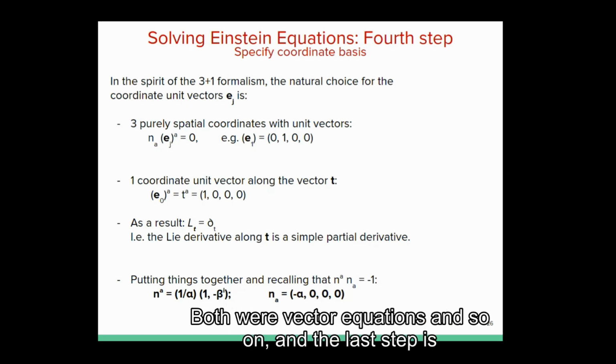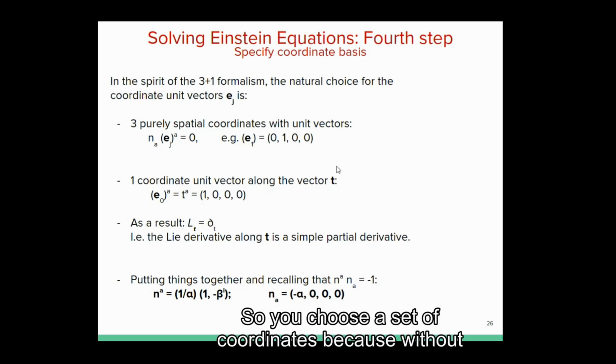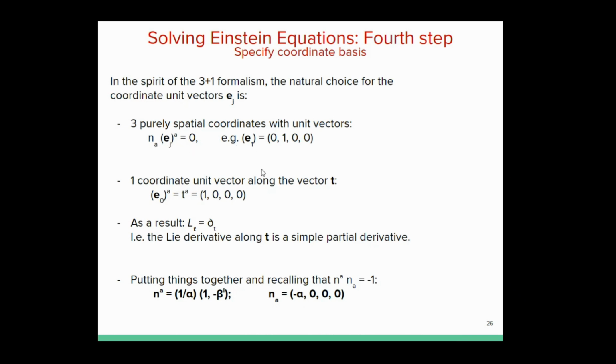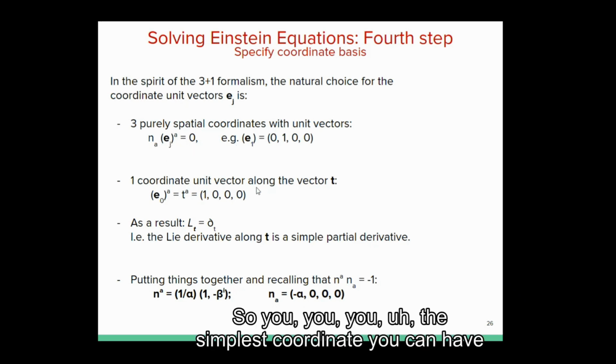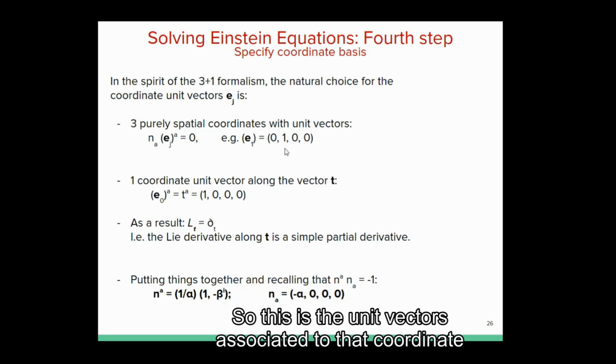And the last step is now to make everything real. To make everything real, you have to put some skin in the game. So you choose a set of coordinates, because without choosing that, you can't really do anything on a computer. The simplest coordinate system you can have is the Cartesian coordinate system. So these are the unit vectors associated with that coordinate system.